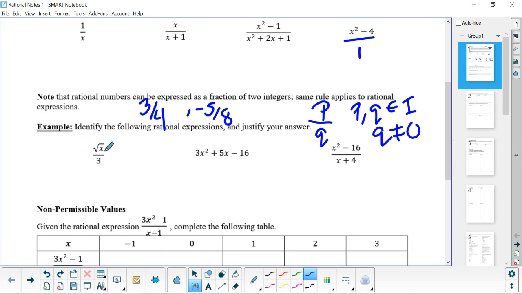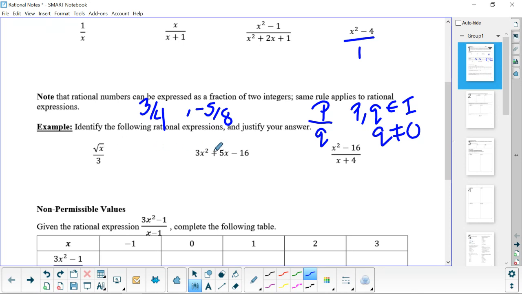The first one is square root of x divided by 3. Square root of x divided by 3 is not a rational expression because square root of x is not a polynomial. In particular, for an expression to be a polynomial term, it must contain no square roots of variables, no fractional or negative powers on the variables. Therefore, the numerator here is square root of x, which is not a polynomial. So square root of x divided by 3 is not a rational expression.